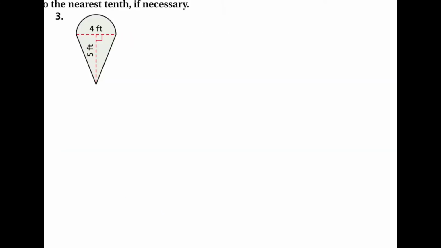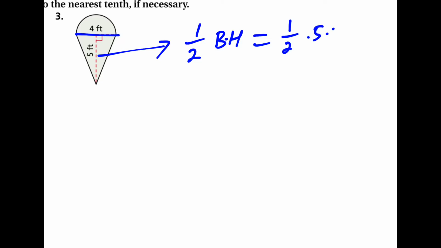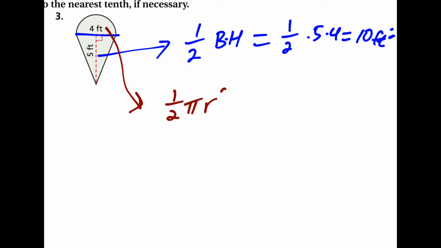For number 3, we have a half a circle and a triangle. So for the triangle, we need to know the base and the height, which we do, 4 and 5. So the area of the triangle is going to be 1/2 times base times height. And we can plug those in, and it becomes 1/2 times 5 times 4, which is just going to be 10 feet squared.